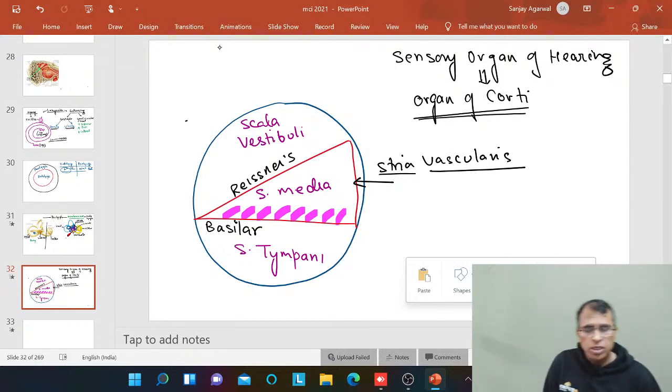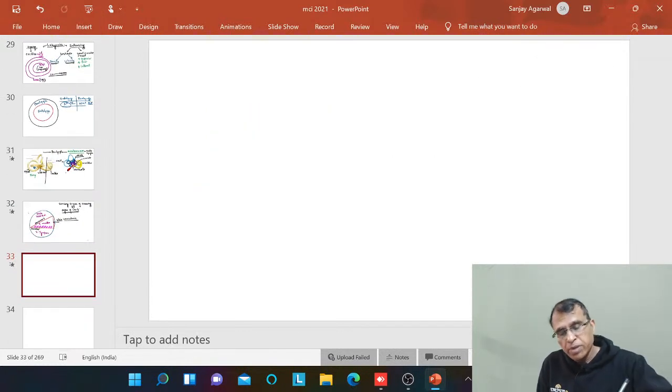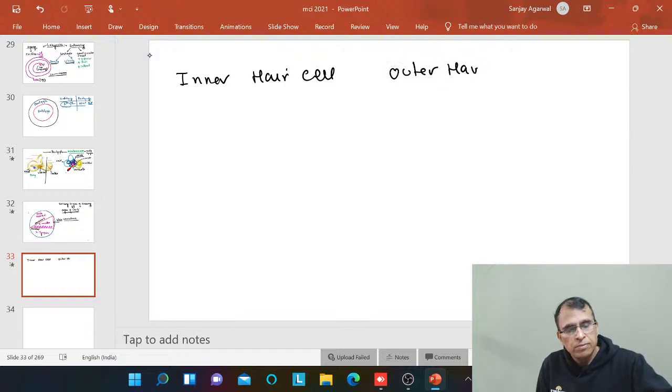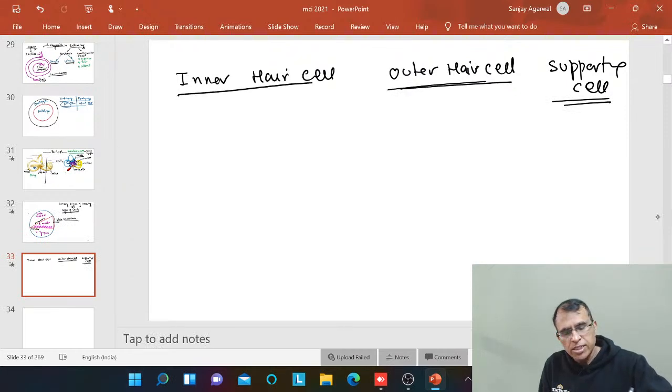And the second thing you have to know about this organ of Corti is the main function. What is it made up of? It is made up of inner hair cells, outer hair cells, and supporting cells. So, there are three types of cells in the organ of Corti. We have the supporting cells, we have the inner hair cells, and we have the outer hair cells. This is what it is made up of.